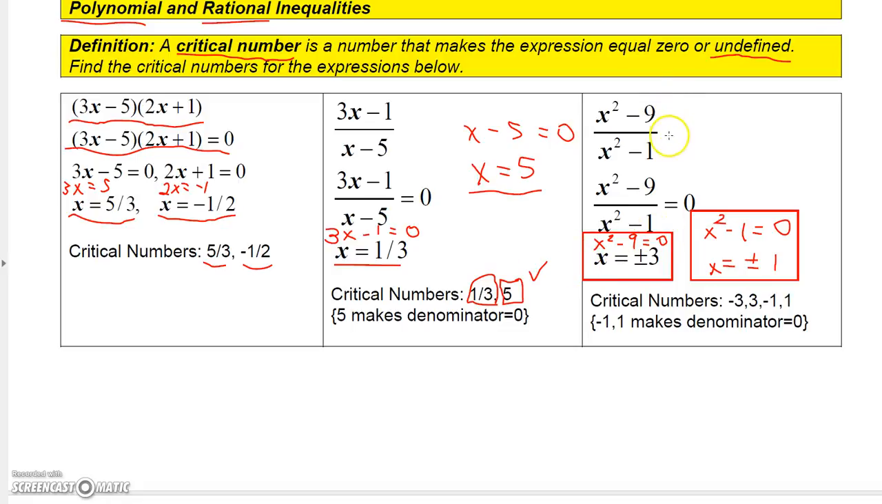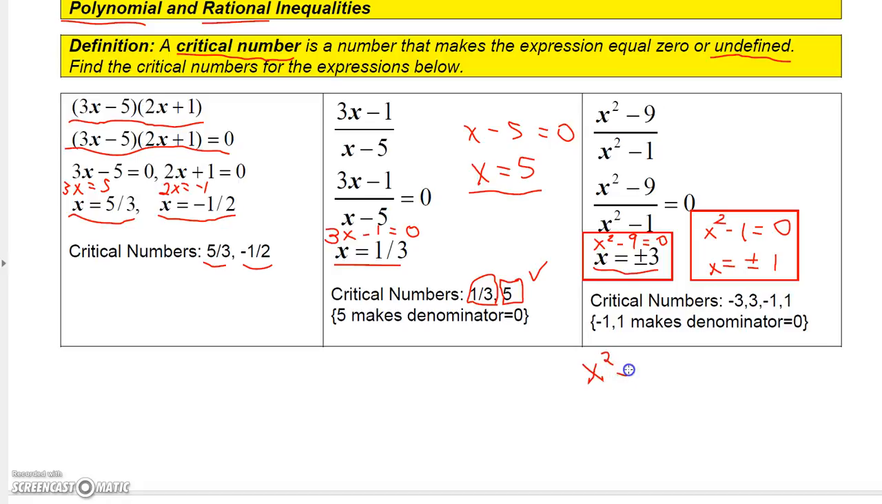Now let's take a look at this expression here, x squared minus 9 over x squared minus 1. Well, if you set x squared minus 9 equal to 0, then the only way this can equal 0 is if the numerator is 0. So we're going to solve x squared minus 9 equals 0. Now I didn't show you how I solved that, but you can solve it two ways. You can solve it by factoring. If you factor this into x plus 3, x minus 3, you'll get two answers, x equals plus 3 and x equals minus 3. You could also use the square root theorem, where you just said x squared equals 9.